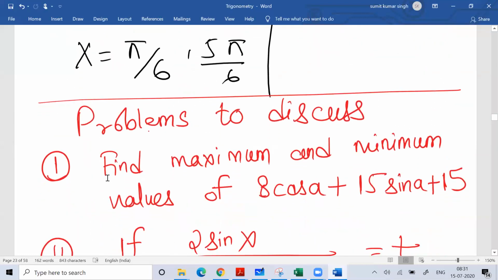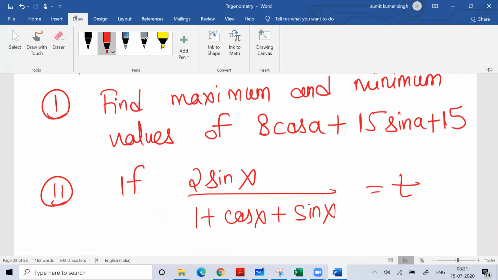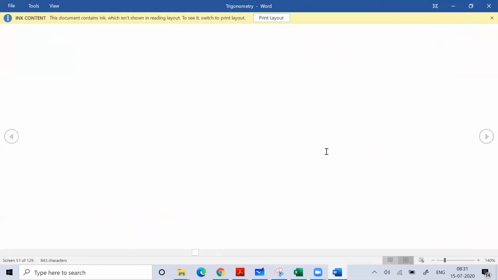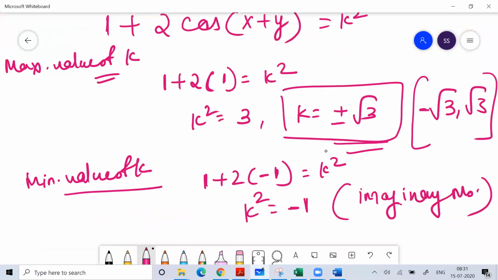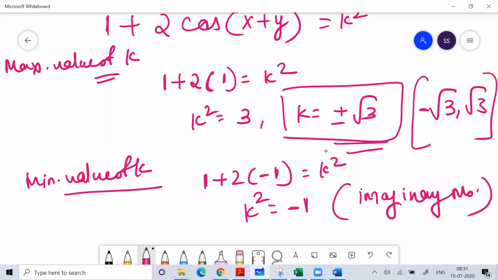Fine. So now just find the minimum maximum value. So you can do it very easily. So you know that this is 8, 15 and 17 right angle triangle. So that would be 17. So plus 15 you're talking about. So this value, suppose this is equal to x. So this value will lie between what? This value will lie between what? So you know this.